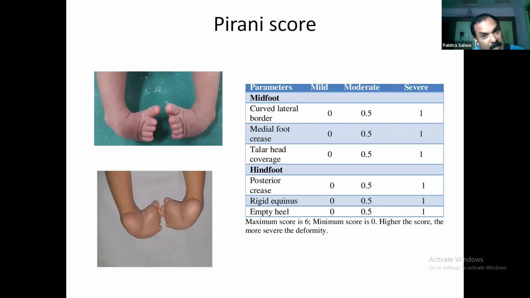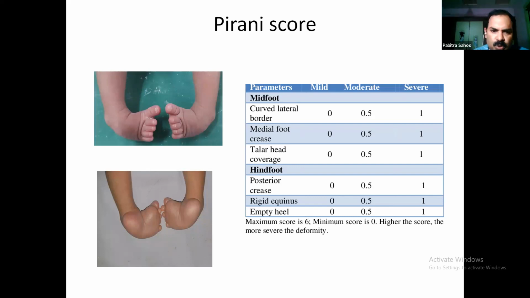Then the talar head. How to palpate the talar head? Palpate the lateral malleolus. Here is the lateral malleolus. Go anteriorly, towards the dorsum of the foot. The first bony prominence you will feel is the talar head. See whether the talar head is prominent, reducible, or not reducible. If the talar head is well reducible, correcting the foot adduction, that means it is very mild and the score is 0. If the talar head is partially reducible and still palpable, then it is 0.5. If the talar head is completely palpable even after trying for correction, then it is severe, scored as 1. So this is about the midfoot score. I hope you all understand now what the Pirani midfoot score is.